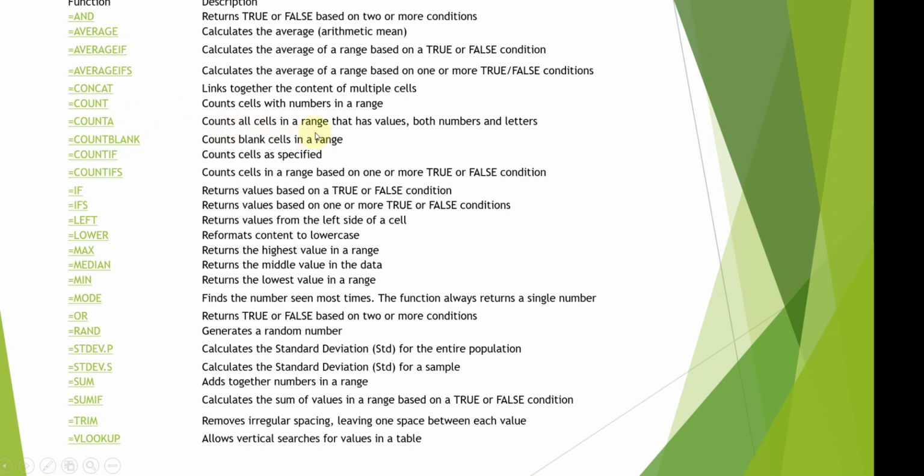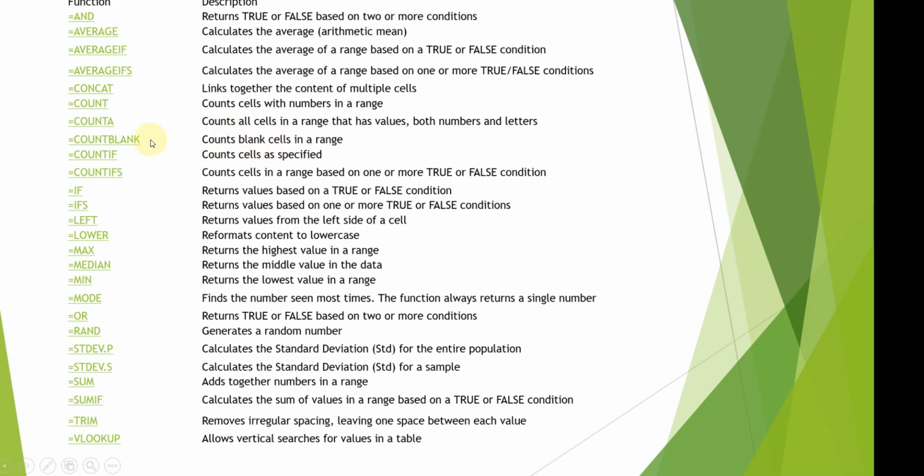COUNTA counts all cells with a value, both numbers and letters. So when you have a mix in a row, you have numbers there, you have letters there, and you want to count everything, that is when you use COUNTA.